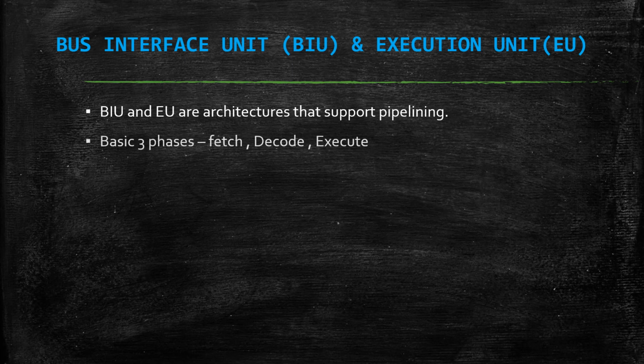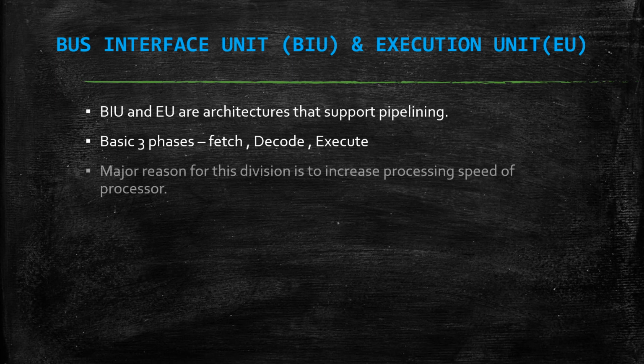Then normally three phases are there. First it fetches, then it decodes the instruction and executes the instruction, right? Normally when the processor receives any instruction, first it fetches that instruction and decodes it, which means it will find how many operands and how many operators are there, and then it will execute that. So basically three phases. The major reason for this division, we have seen already, that there are two different divisions: BIU is one division and execution unit is another division. The major reason for this division is to increase the processing speed of the processor.